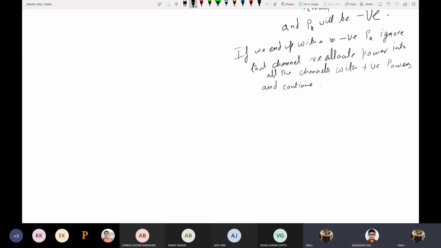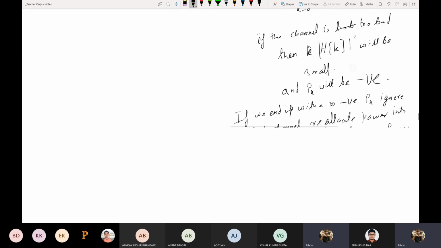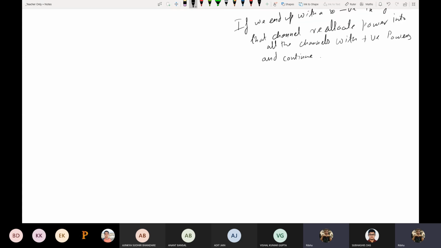Sir, but we are already having optimized power for all the other channels. So this reallocation won't be suboptimal? No, the reallocation won't be suboptimal, because then you are not considering that subchannel into account. You can try this out. You have to write the MATLAB code yourself. Reallocation won't be suboptimal because you cannot transmit on a negative power.